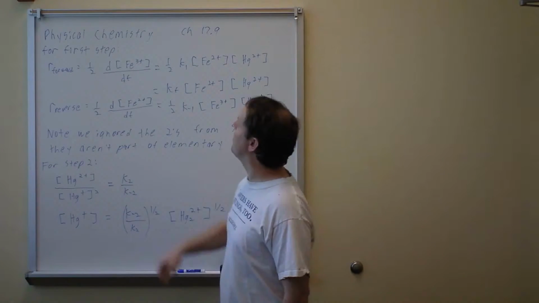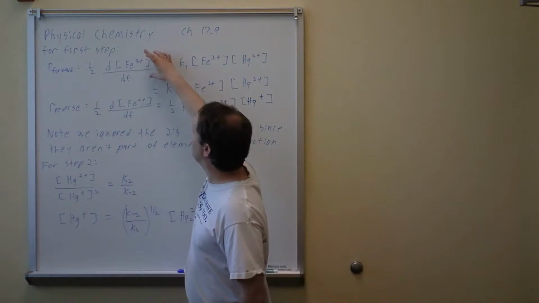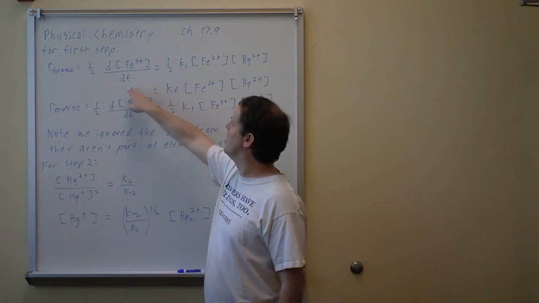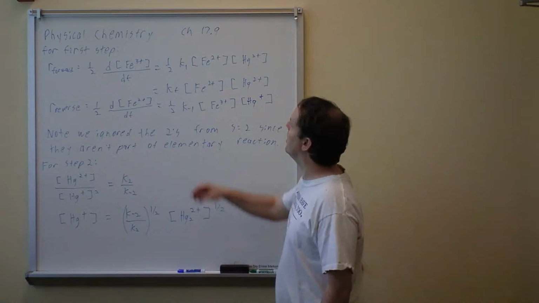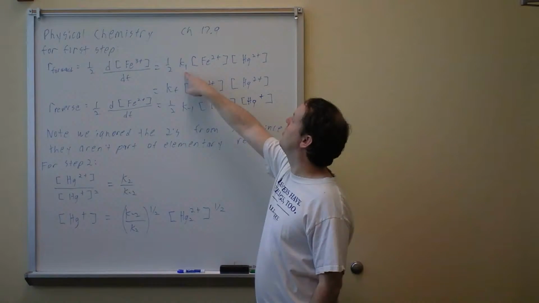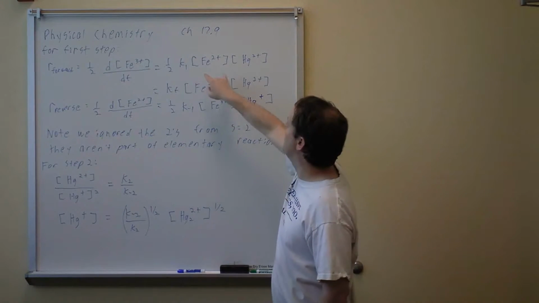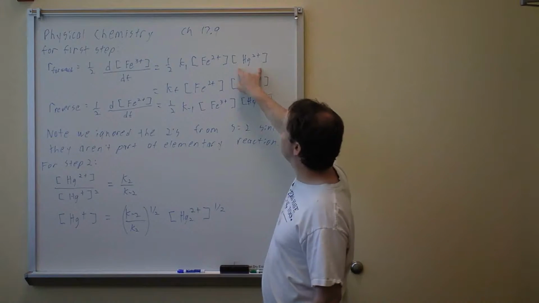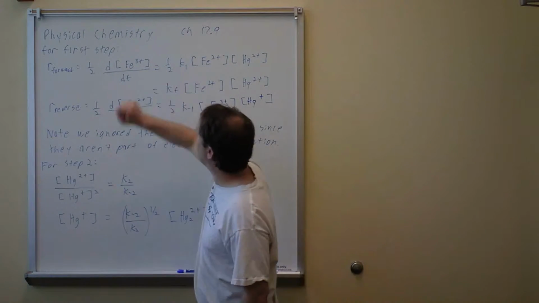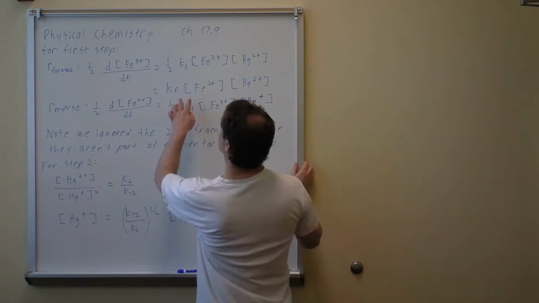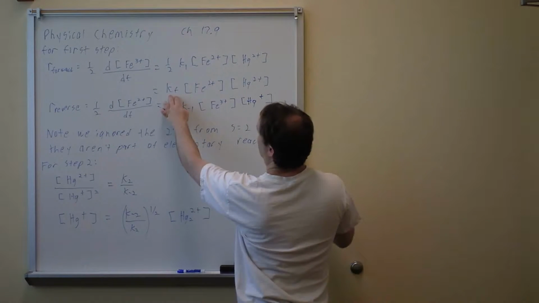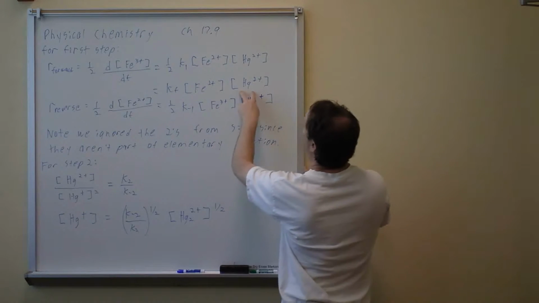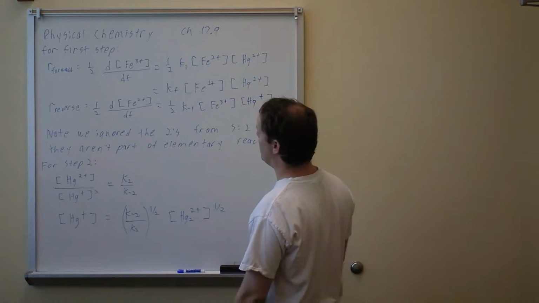So the rate in the forward reaction is going to be 1/2 times the differential of the concentration of Fe3+, remember, this is one of the reactants, with respect to time, of course, because we're talking about a rate. That's going to be equal to 1/2 times the forward rate constant for that elementary step, times the concentration of Fe2+, times the concentration of Hg2+. Oops, I think I got that wrong. That's one of the products, isn't it? Okay, right. So this is going to be equal to the rate constant forward times the concentration of Fe2+ times the concentration of Hg2+.